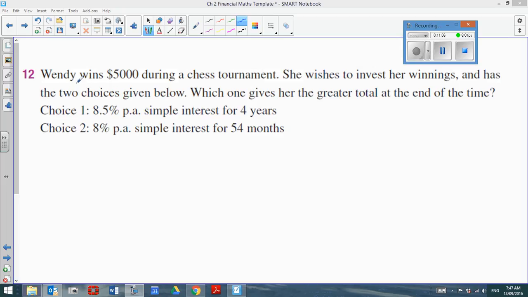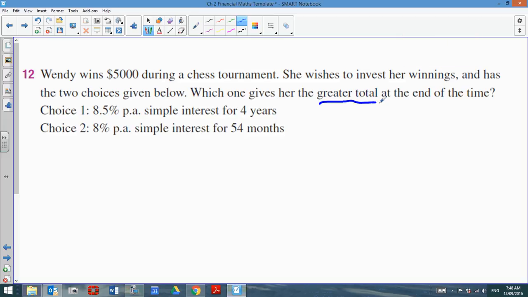All right, guys, our last example is Wendy. She wins $5,000 during a chess tournament, and she wishes to invest her winnings, and she has 2 choices. Which one's going to give her the greater total at the end of the time? So should she put her money into a bank that's going to give her 8.5% per year for 4 years, or should she put her money into a bank that's going to give her 8% per year for 54 months? Okay, notice the difference there, year, months.